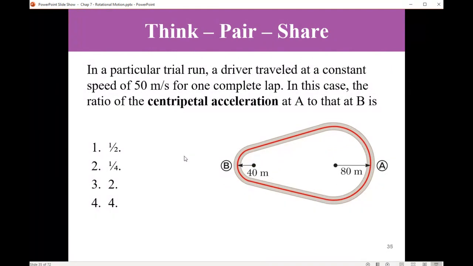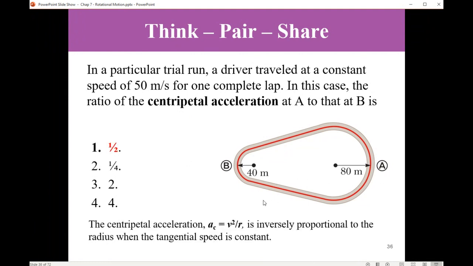How about the centripetal acceleration? For centripetal acceleration, we know that it depends on the value of r. It's v squared over r. So r here is half r there. Therefore, the acceleration here will be double the acceleration there. A centripetal is v squared over r. So smaller r means bigger acceleration. Bigger r means small acceleration because v, the magnitude of the velocity, is constant in this problem.